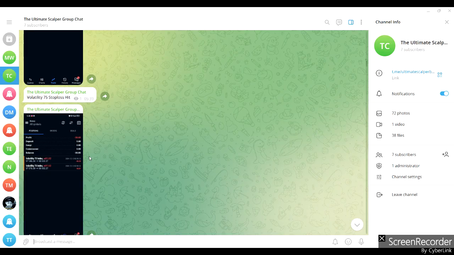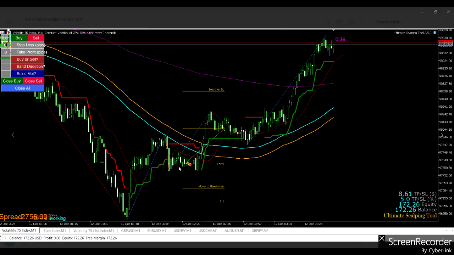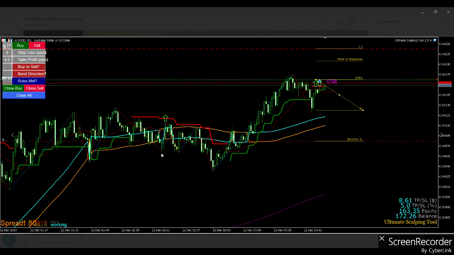And then it hit my stop loss. This is the entry, and then it went all the way back and hit my stop loss. And then I took an Aussie buy again. It broke my red line, and then I was targeting there.